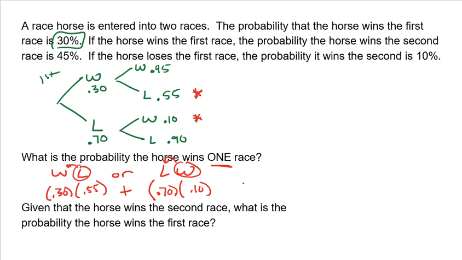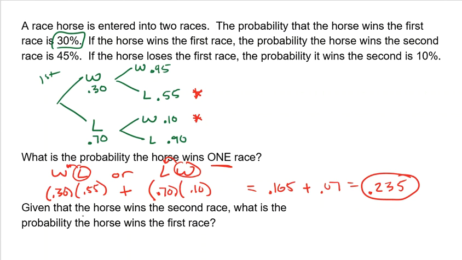I don't care, I just want one win. So I do have to multiply and add. So 0.3 times 0.55, that's 0.165, plus 0.7 times 0.1 is 0.07. Add those together, and we get 0.235. All right, next question is going to really kind of combine a lot of cool stuff for us here.